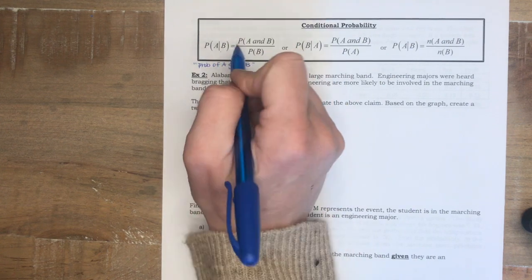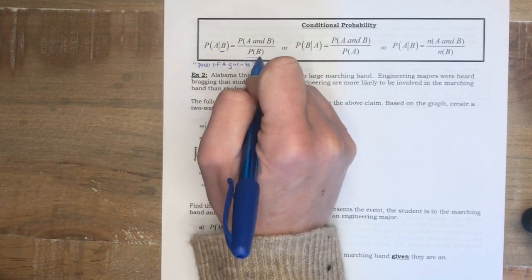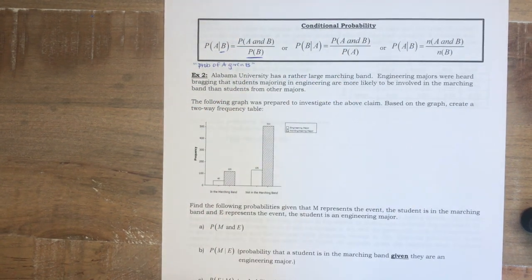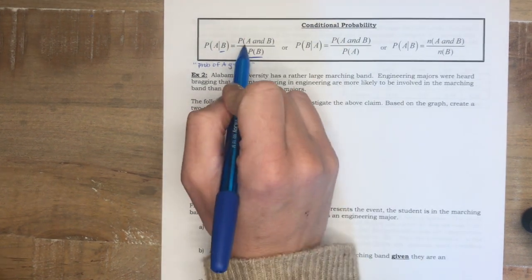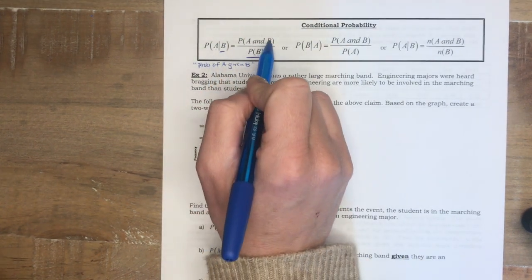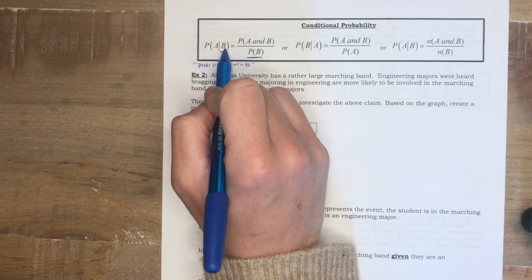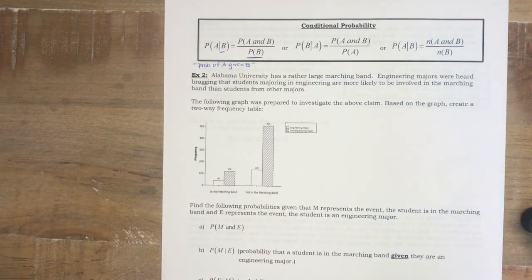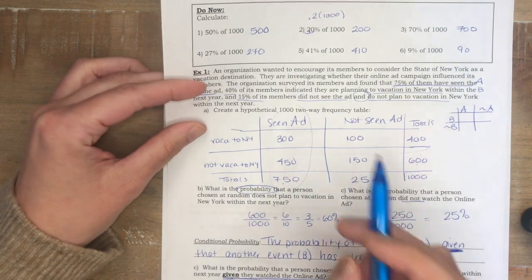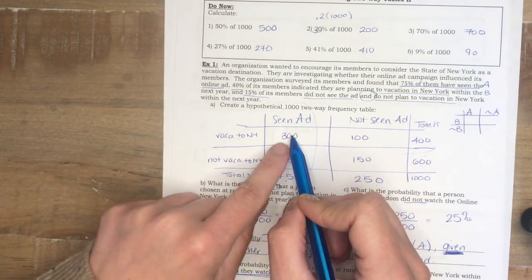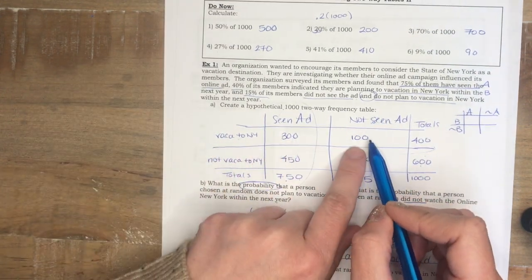So if it's given B, then that's the bottom, the probability of B. The probability of B goes on the bottom, rather. And then the probability of A and B, of both of these things happening, goes on top. So just go back to the chart. Remember, the intersection of those things is the "and."